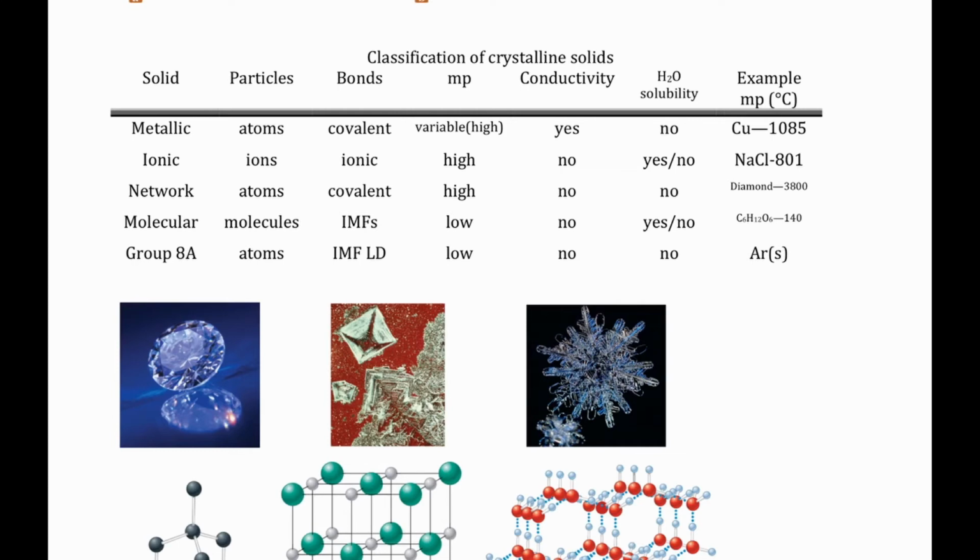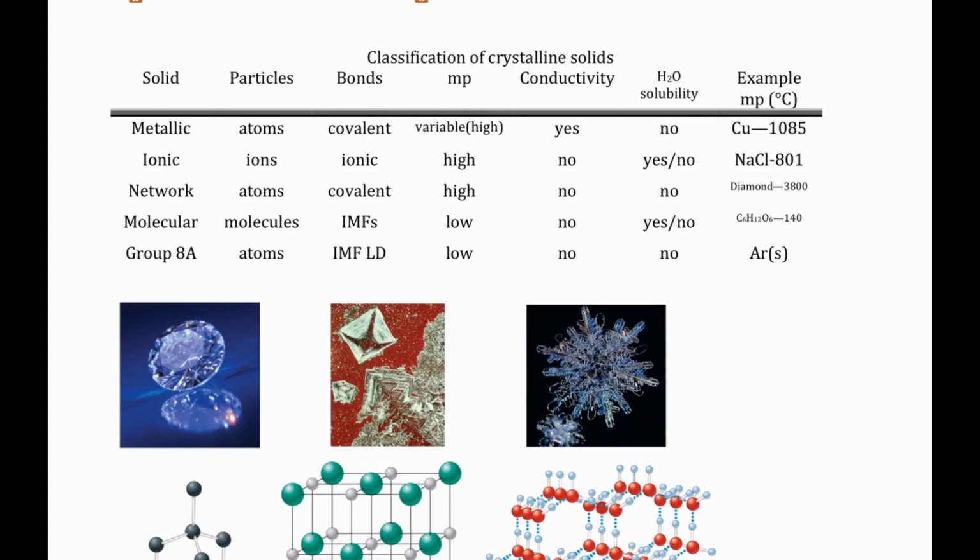Network solids, those are ones like diamond, graphite, sand. Those are ones where we have a bunch of atoms that are held together by covalent bonds, and we know covalent bonds are strong, so they're hard to melt. They don't conduct. The particles tend not to have charges, so most network solids do not conduct. They would not dissolve in water. Imagine trying to dissolve, though why would we want to? Diamond is an example, and it has a very high melting point, so almost 4,000 degrees Celsius.